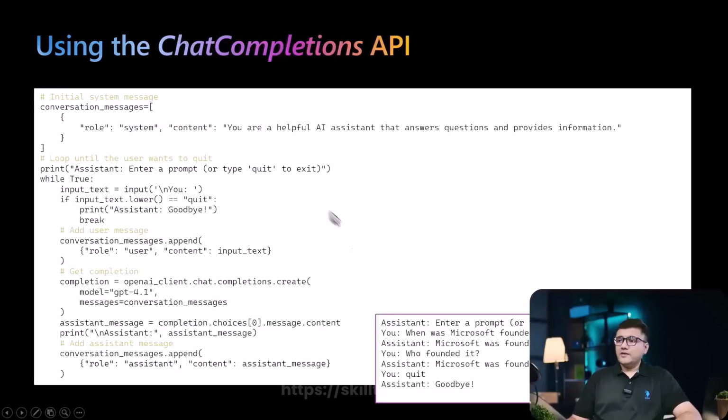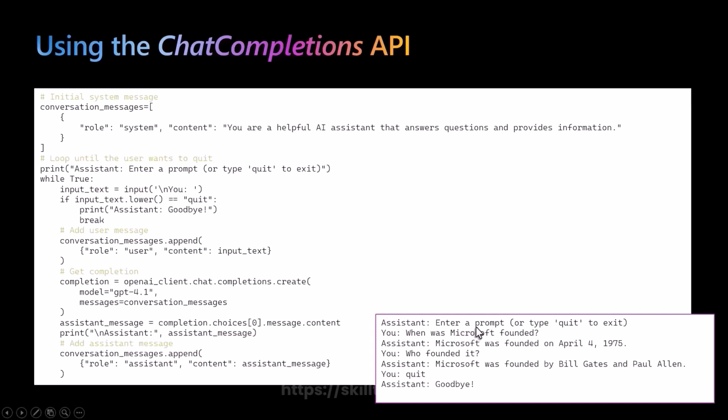While on the other hand, when I go with ChatCompletions API, the syntax is going to be different. As I said, you're going to define your system message, you're going to define your user message, which is a prompt. And then when you're trying to get a completion, you're passing your model deployment and your conversation messages, and you're going to keep appending to that. Now, the answer is going to be like this. For example, if I say, when was Microsoft founded? It's going to give me the answer. And then if I say, who founded it? It's going to show me Microsoft was founded by Bill Gates and Paul Allen. And then if I do quit, it's going to show me goodbye.